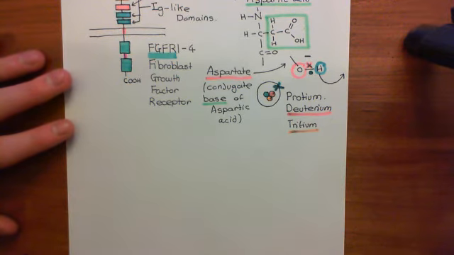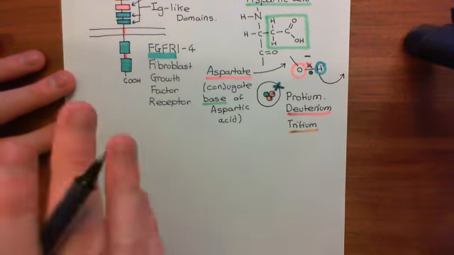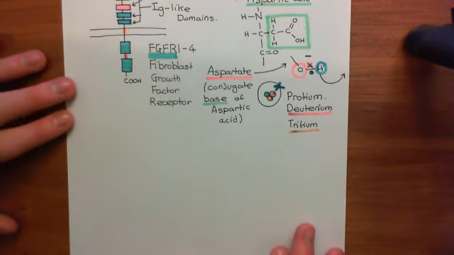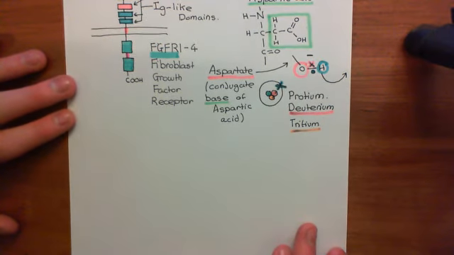Okay, so we've seen the B family, which remember contains the receptors for epidermal growth factor. We've seen the PDGF family, which contains receptors for platelet-derived growth factor. We've seen the VEGF family, which contains receptors for vascular endothelial growth factor. And finally, we've seen the FGF family, which contains members which are receptive to fibroblast growth factor.